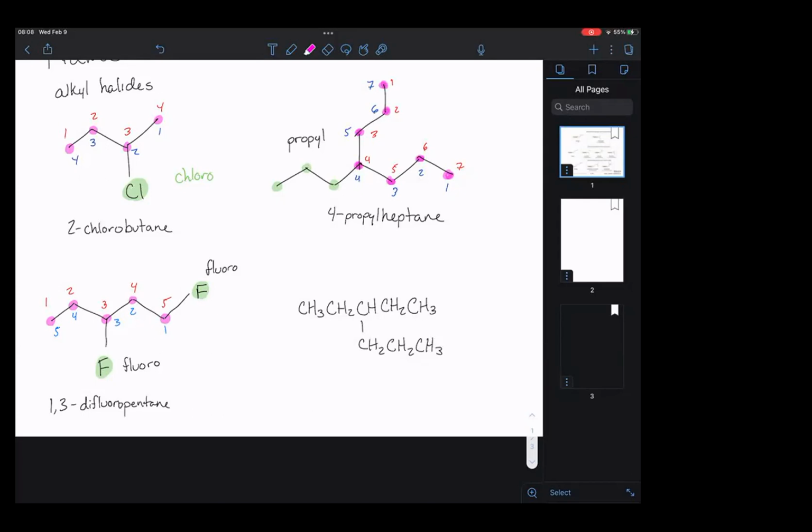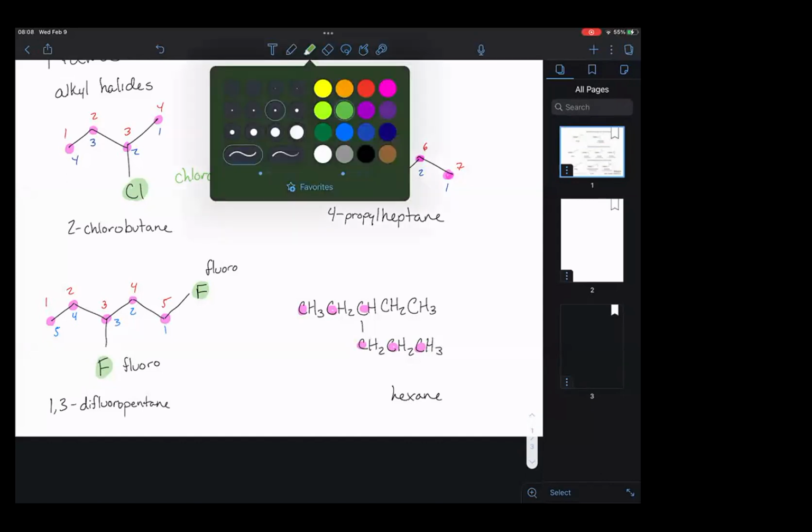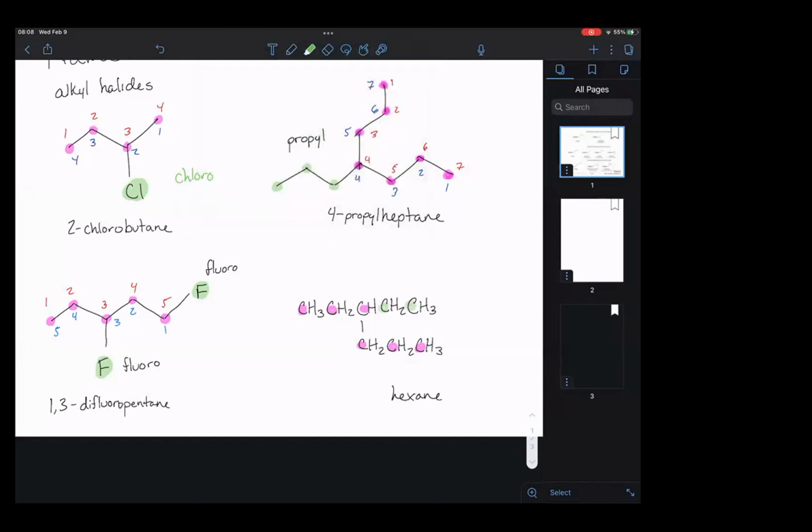So again, I've got to find the largest continuous set of carbons. That's the name of the game. So if I went 1, 2, 3, 4, 5, that way I have 5. But if I go 1, 2, 3, 4, 5, 6, that's going to have to be my parent chain because that is the longest continuous set. So I have a hexane as my parent chain. I have this 2-carbon substituent here. So this would be an ethyl group.